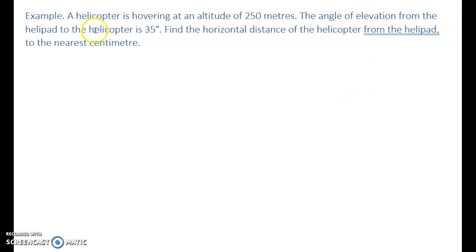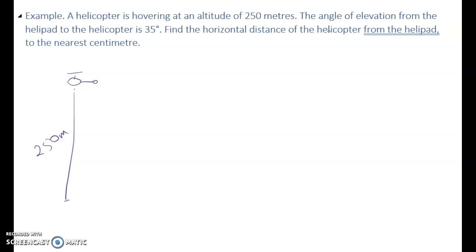The angle of elevation from the helipad to the helicopter is 35 degrees. Find the horizontal distance of the helicopter from the landing pad to the nearest centimeter. So let's draw that up. So we've got a helicopter. There he is. There's my little helicopter. Doesn't he look fantastic? And he is 250 meters in the air. I would use a ruler if I had that function on this app.